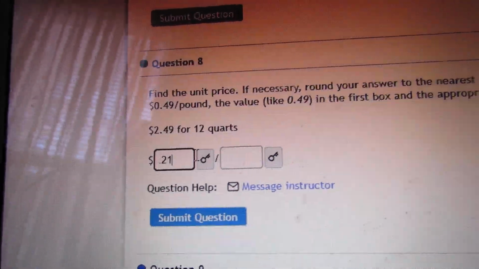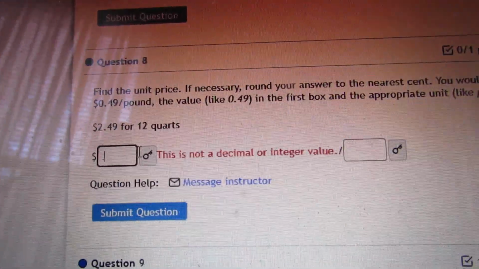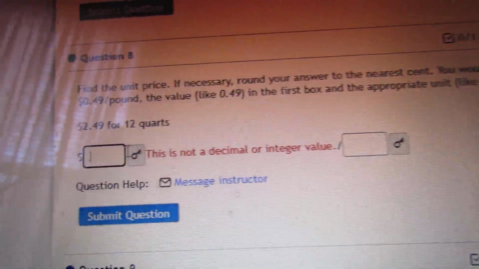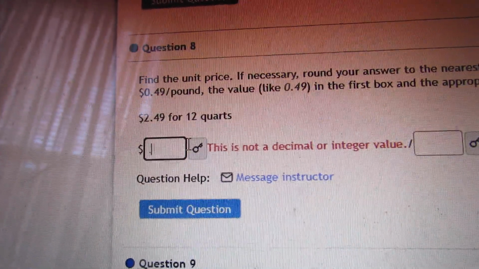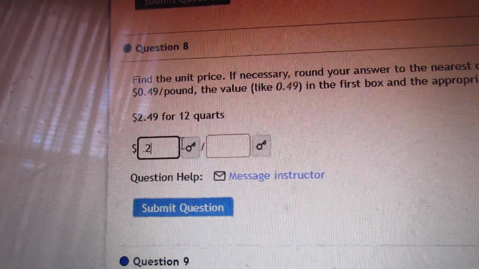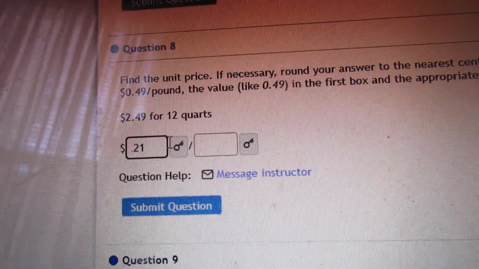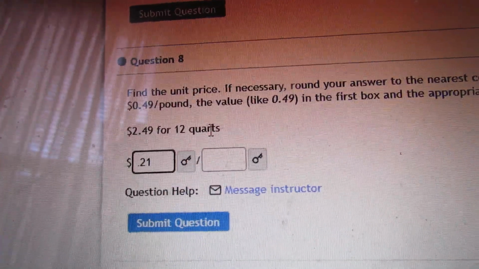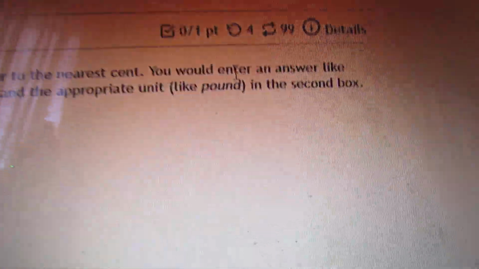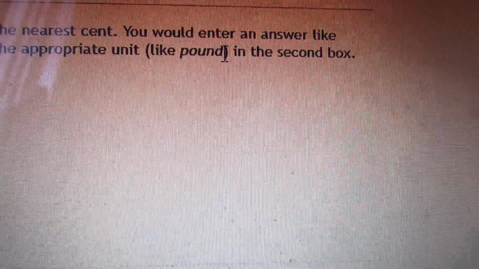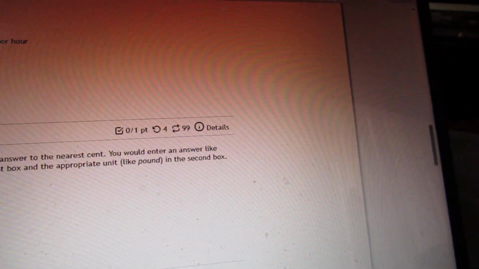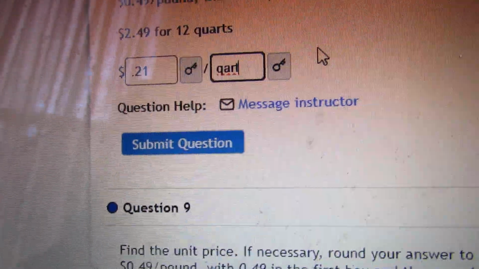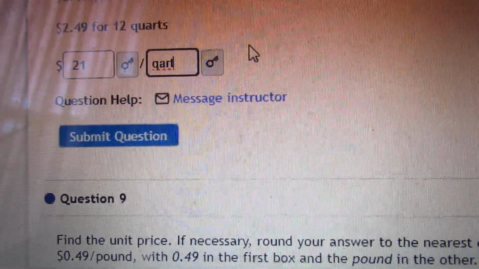And at first, it says not a decimal or integer value, so it does have to finish 0.21, and then per, and here it says quart, because like it shows, you just put the singular. But what happens if you spell it wrong? Q-A-R-T. So what happens in that situation?